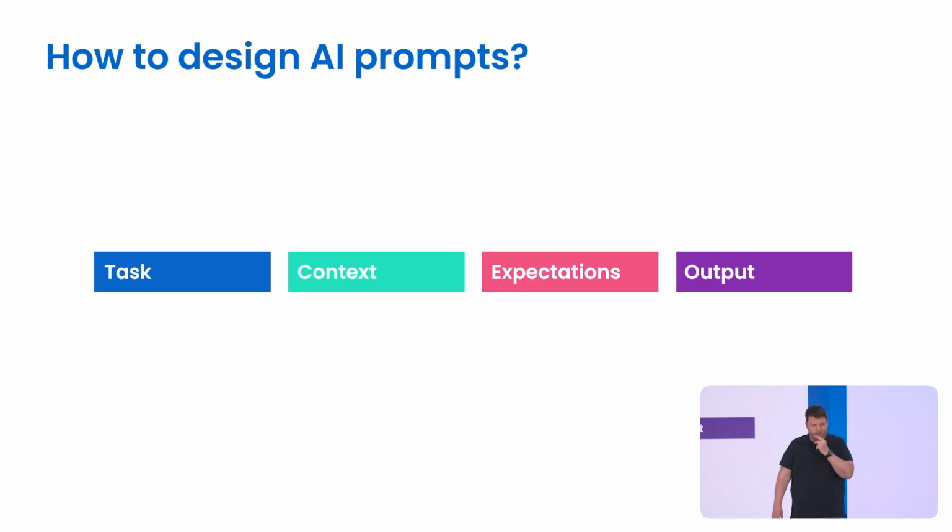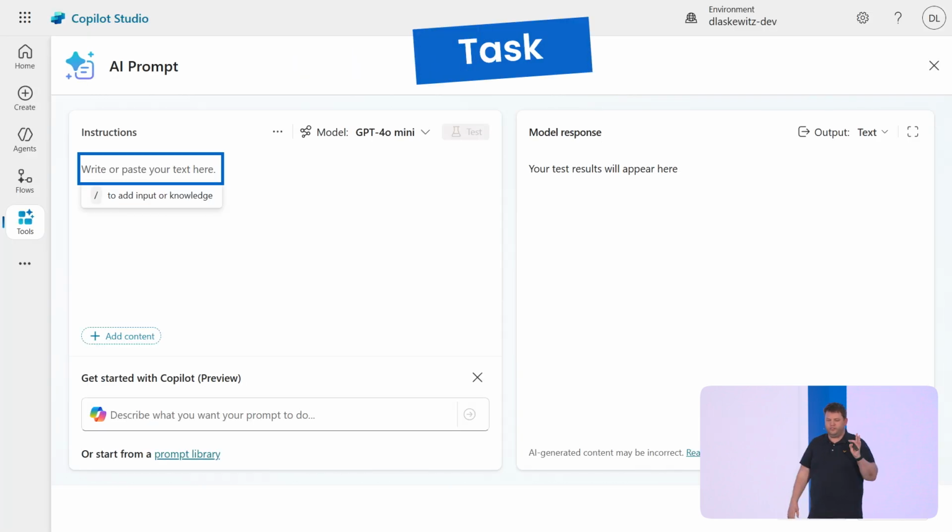When we also talk about designing AI prompts, there are a couple of things you need to be aware of. So there are 4 topics inside of a prompt that you need to include. The first one is the task. So the task, you will write that in the instructions. So you will say to an LLM what you want to achieve.